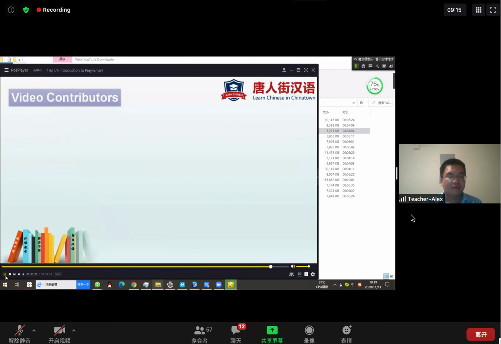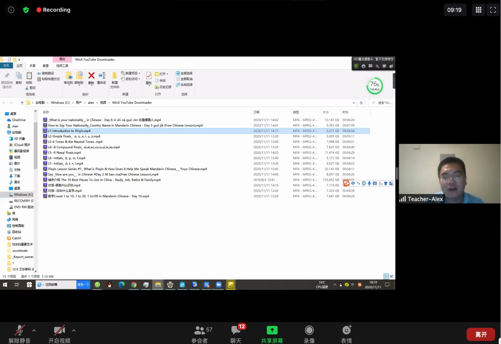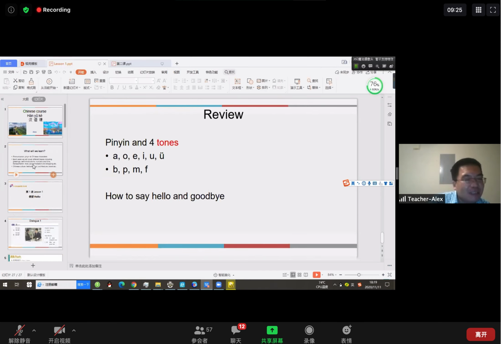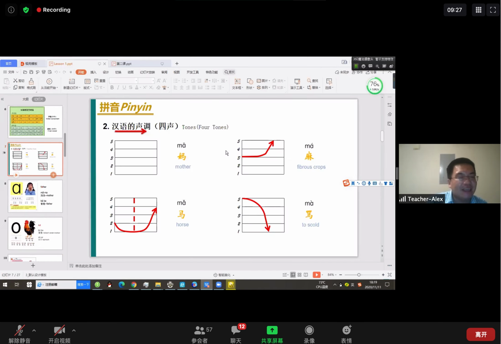Okay, just now we reviewed the basics of the pinyin and tones. Now let's find some students to read the four tones, to see if they still remember it. Let's take this as an example.